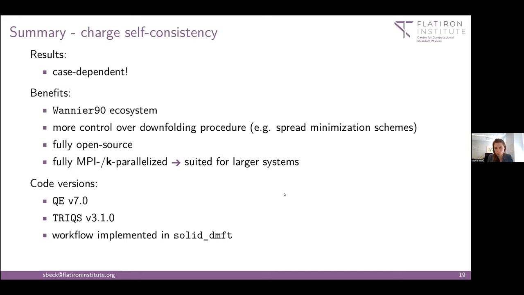This is a fully open source implementation. It's fully MPI and k-parallelized, meaning that this is also suited for larger systems like interfaces. And this was included in the Quantum Espresso version 7.0, the most recent one, also the most recent TRIQS version, and the workflows implemented in solid_dmft.